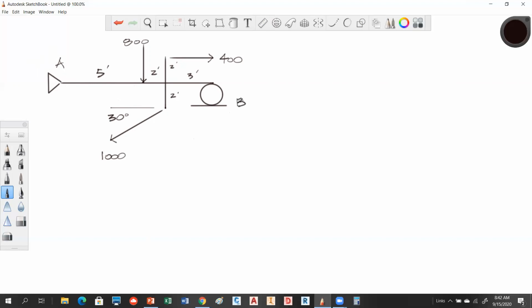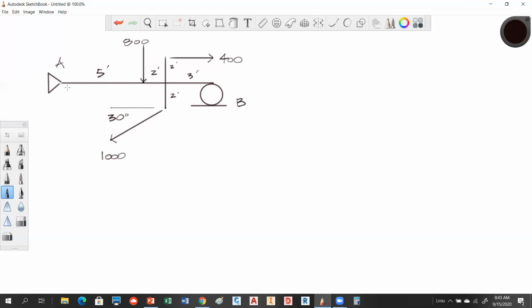What we're going to want to do is solve the reactions at A and B. Okay. So what's the first thing we need to do here? Free body. Basically we have that. So when we say the free body, what we need to do is model what? These guys, what are these called? These are support reactions. Okay, so we're going to model the support reactions.